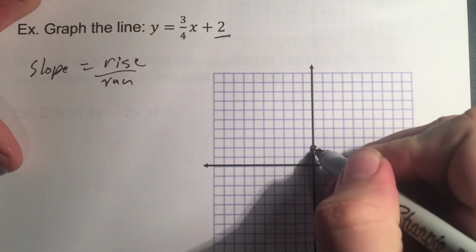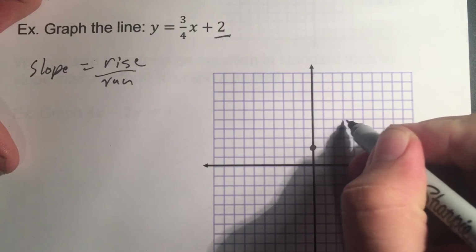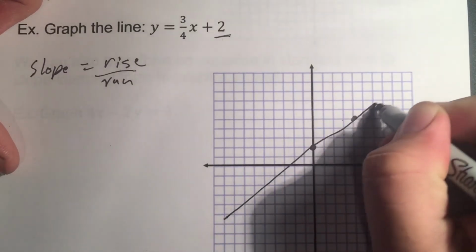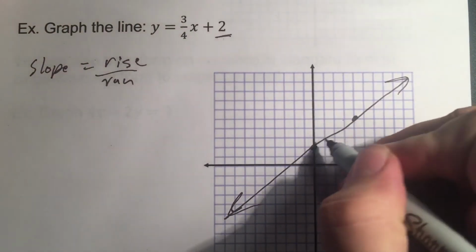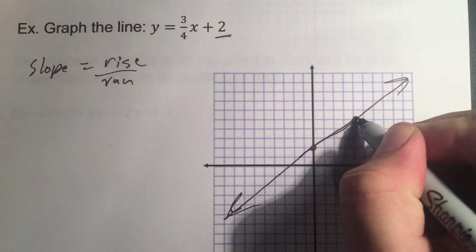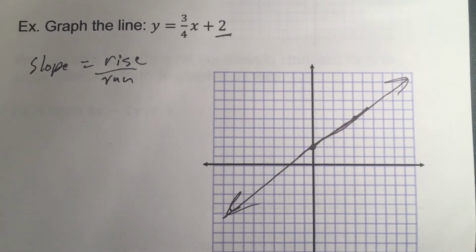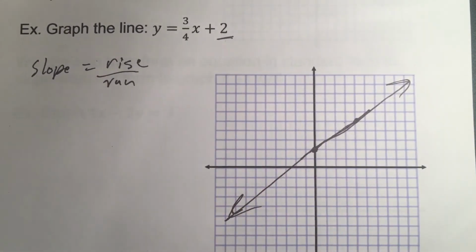So we're going to go up 3: 1, 2, 3, right 4: 1, 2, 3, 4. Put our dot, and then we would graph or draw our line. Of course, yours should be a lot straighter there. That's where a straight edge would be better. But just keep in mind, start with your y-intercept, and then do rise over run.